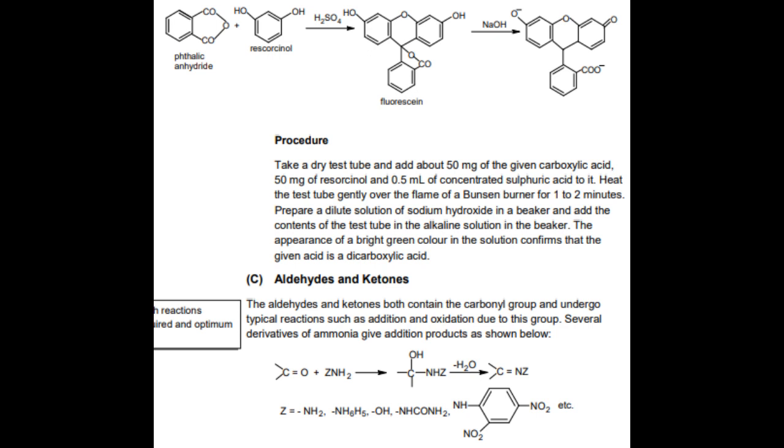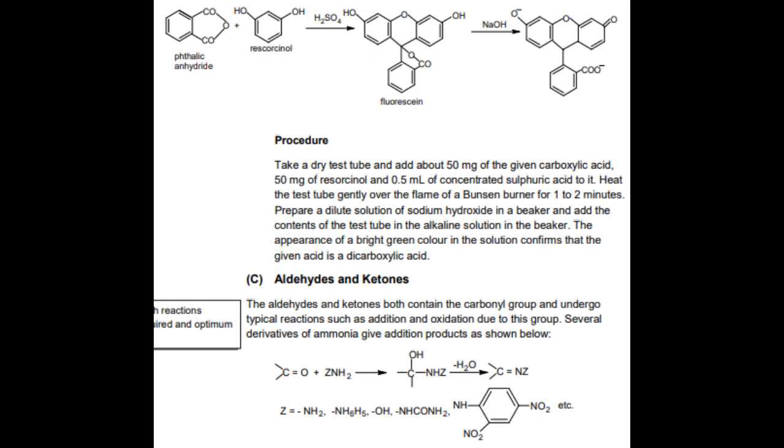2. Tollens' test. Aldehydes give a silver mirror or dark gray-black precipitate on reaction with Tollens' reagent. The aldehyde gets oxidized to the corresponding carboxylic acid and the Tollens' reagent is reduced to elemental silver, which gets deposited in the form of a silvery mirror on the walls of the test tube. RCHO + 2[Ag(NH3)2]+ → RCOOH + 2Ag + NH3 + H2O.